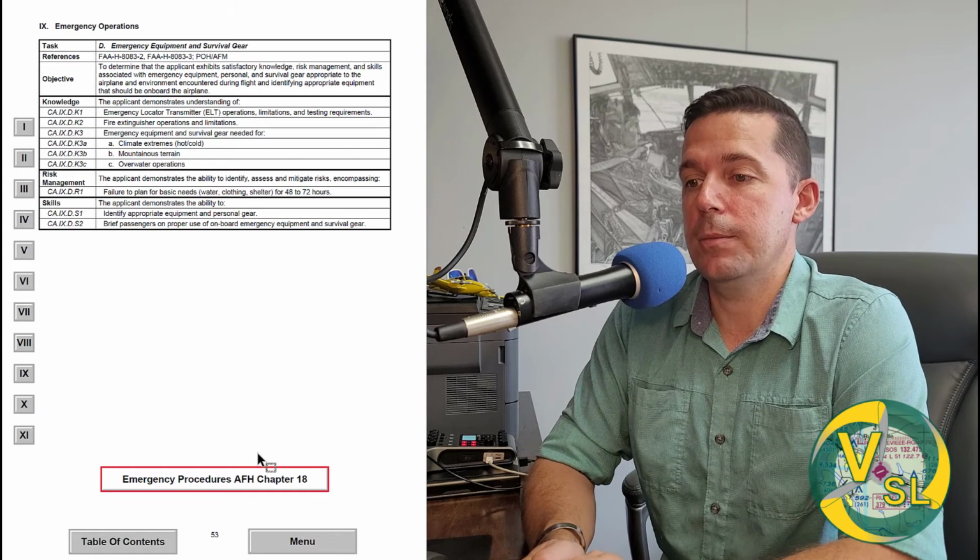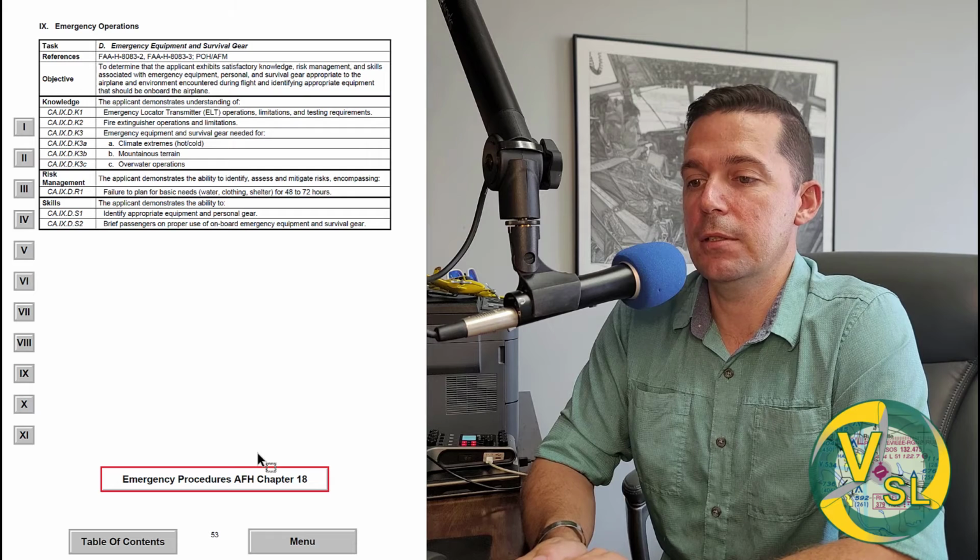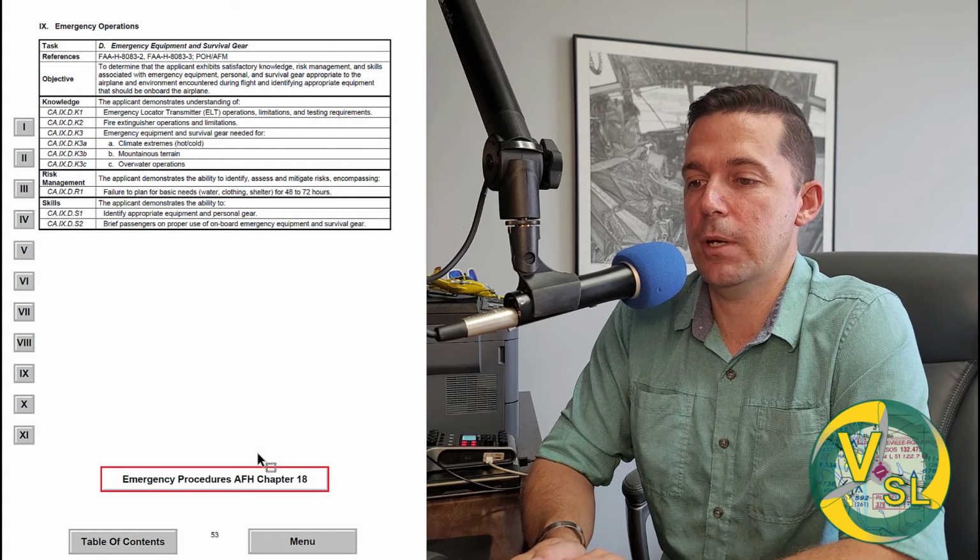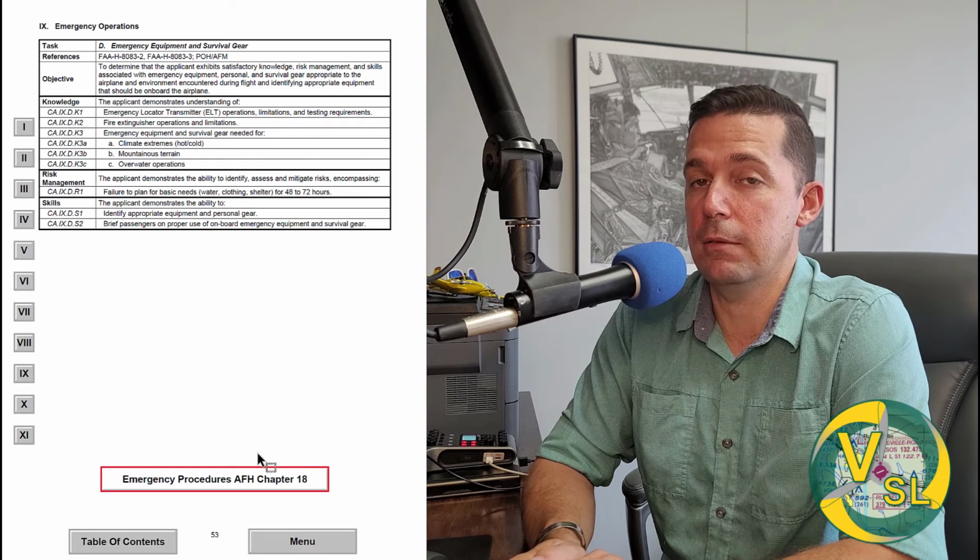Task D, emergency equipment and survival gear. We have 2 skills here. Identify appropriate equipment and personal gear. Skill 2, brief passengers on proper use of onboard emergency equipment and survival gear.